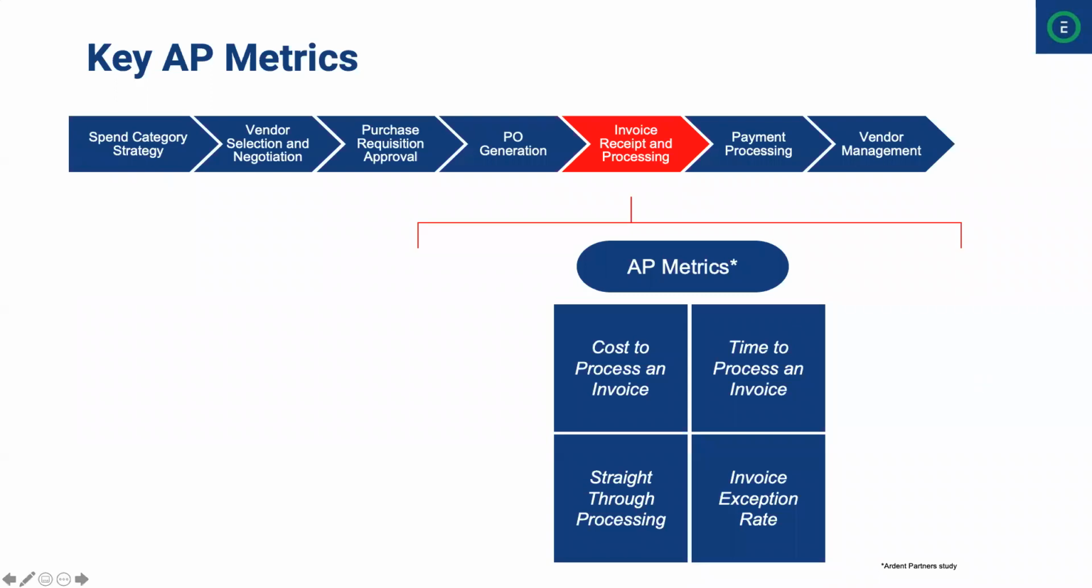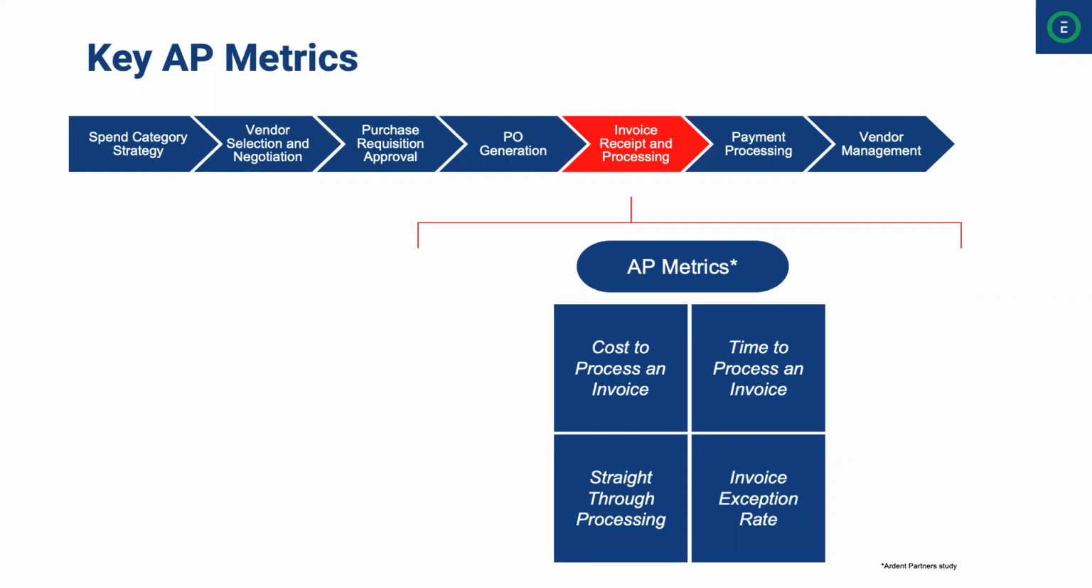So let's look at some key metrics. So the first one is cost, right? This is just a function of the time it takes from start to finish and what you pay your AP staff. Also, inefficient organizations can incur fines for late payments, staff time on lost invoices, and exceptions and missed opportunities for savings. Number two, the time to process.